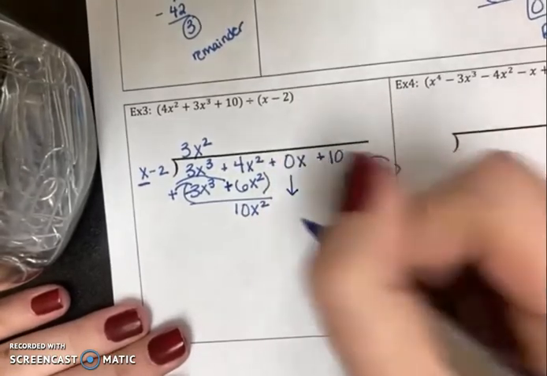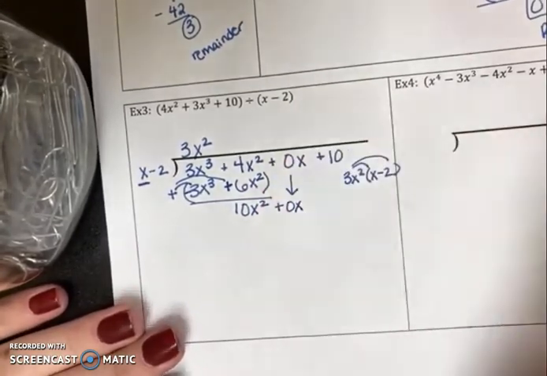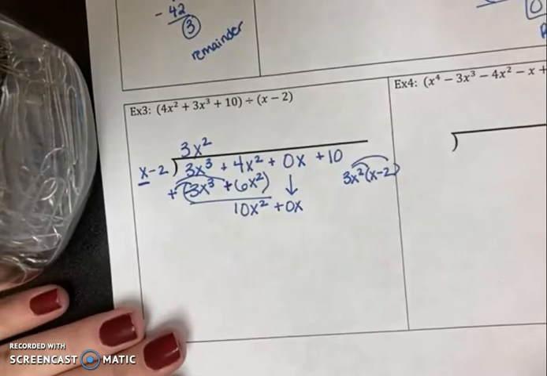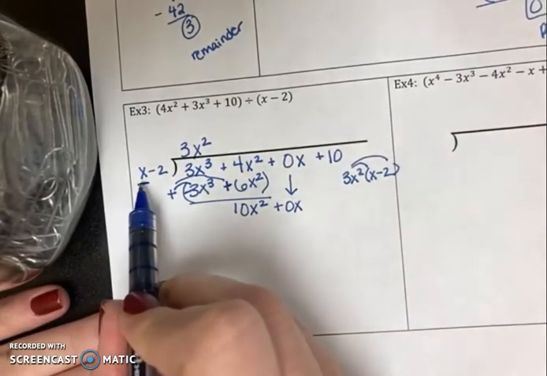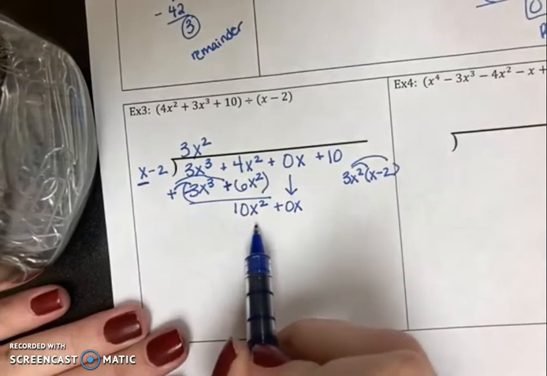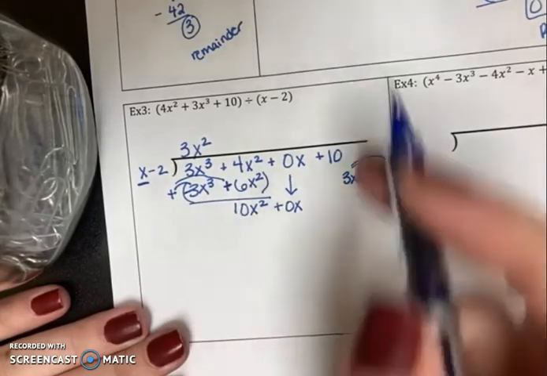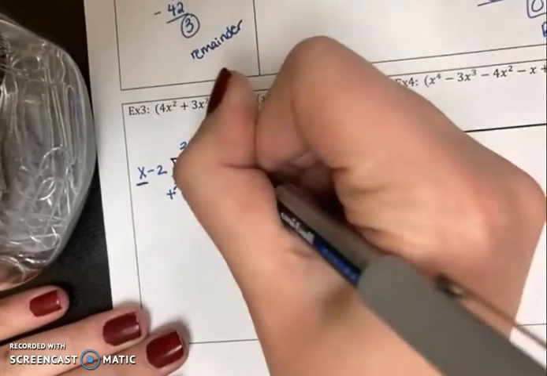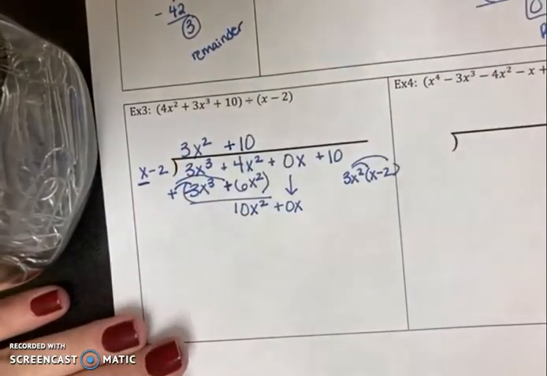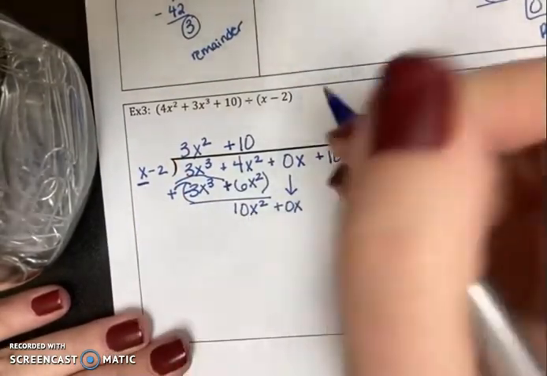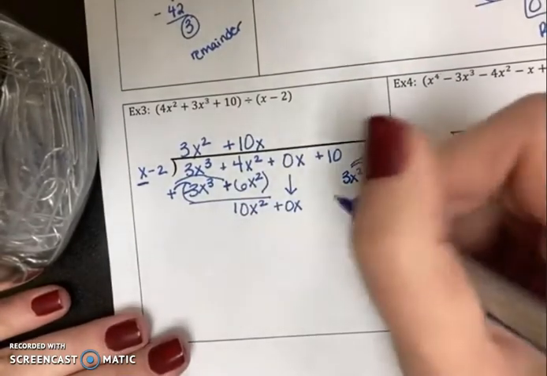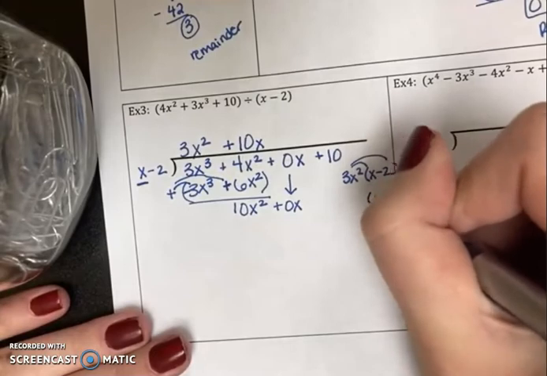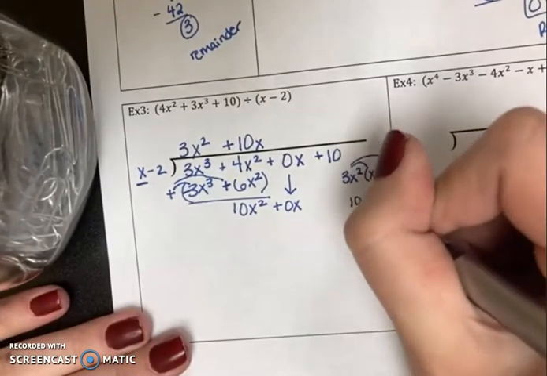Now I need to bring down the next term, so a plus 0x. That was our placeholder. And I need to ask myself, what do I have to multiply x by to get 10x squared? Well, 1 times 10 would give me 10, so I have a 10 here, and that's a positive, so we're going to be adding. And then x times x would give me my x squared. So we're multiplying the whole divisor, x minus 2, by 10x.